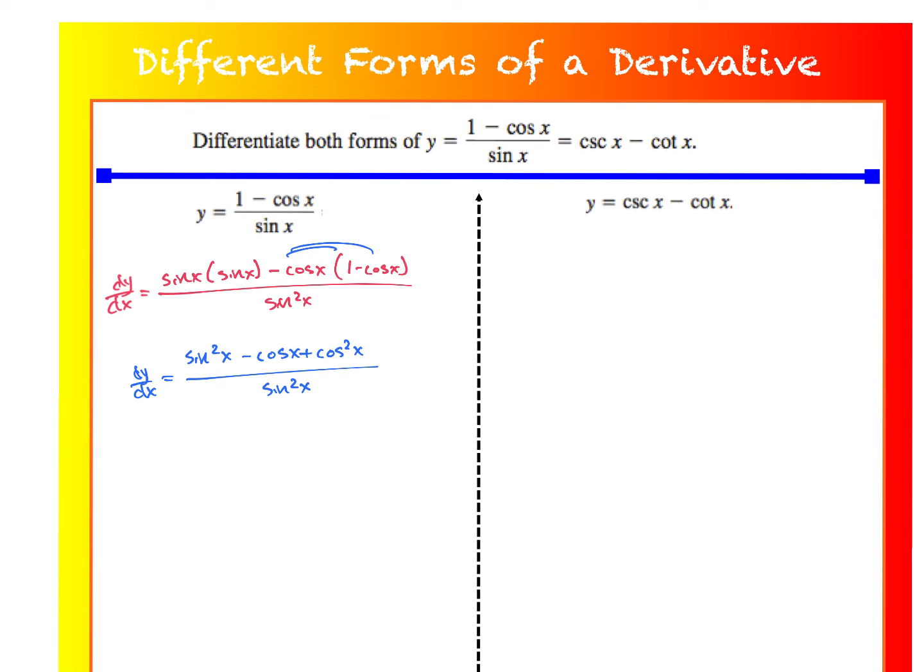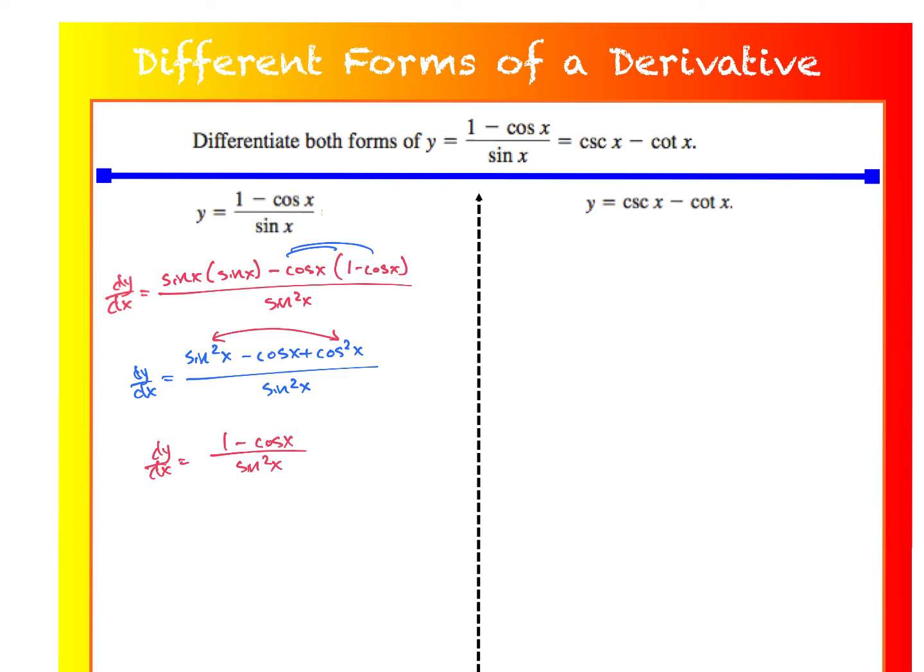Now, do you notice anything? Sine squared plus cosine squared is equal to 1. So now I have my derivative, dy dx, is equal to 1 minus cosine x all over sine squared x. And I can't really go any further than that. We're done. All right, let's look at the right side now.